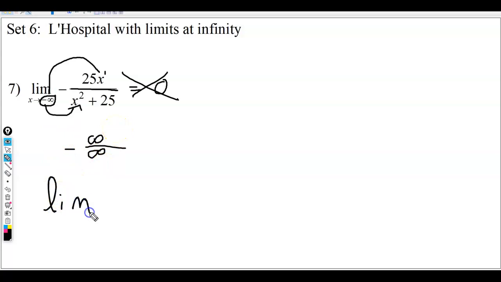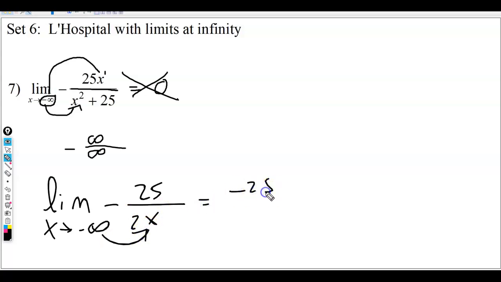So I can do L'Hopital here. The derivative of the top is 25. The derivative of the bottom is 2x. Plugging in my answer here, I end up with -25 over -infinity. We don't care about the negatives, they cancel. And we said on our slide that when you have a number over infinity, which is what that is, the answer is 0. Okay, so that's the longer way and the shorter way.